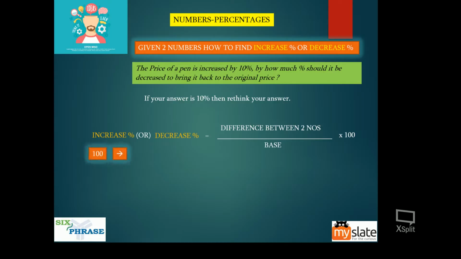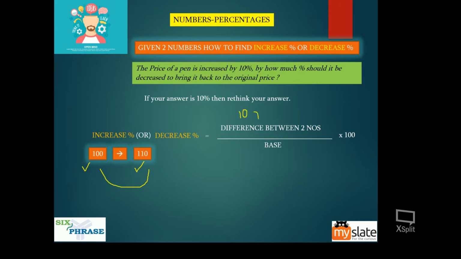Now, whenever you are asked to find increase percentage or decrease percentage, you will always have two numbers. Here it is 100 and 110. Only if you have two numbers, you can find increase percentage or decrease percentage, right? So first thing is you'll have two numbers. Now, when you have two numbers, what is the difference between these two numbers, guys? It is 10, right?